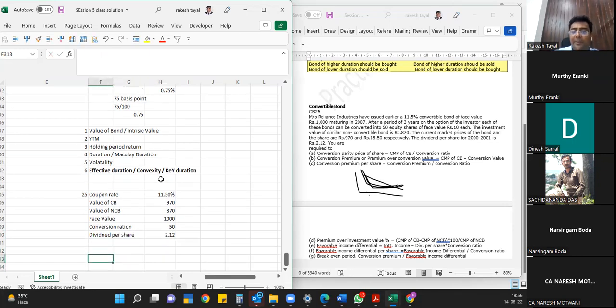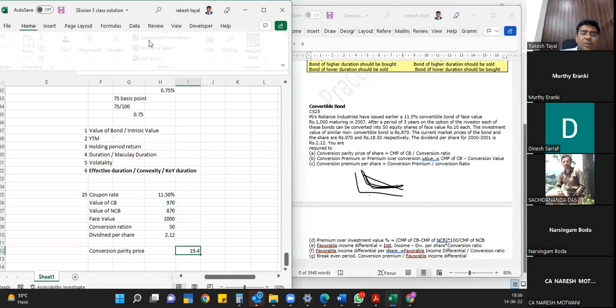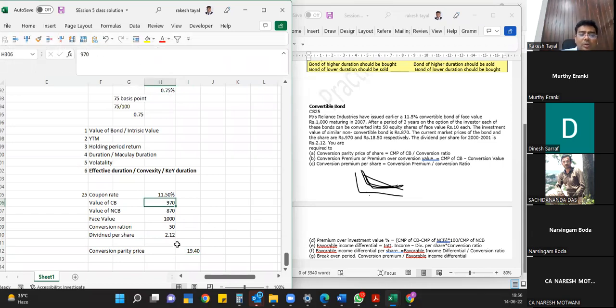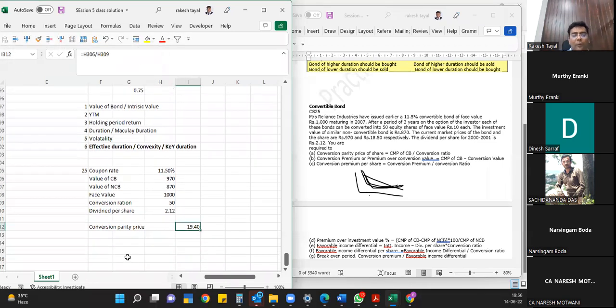Now, what is the conversion parity price per share? The conversion parity price, इसका मतलब है कि अगर मैं कन्वर्ट करता हूं तो मुझे क्या मिलेगा? मेरा कन्वर्जन पैरिटी प्राइस होगा 19.40. मैं 50 शेयर लूंगा 970 में, तो मुझे कन्वर्जन पैरिटी प्राइस मिलेगा 19.40 का एक शेयर मुझे बॉन्ड का मिल रहा है आज. And what is the conversion premium I am paying?